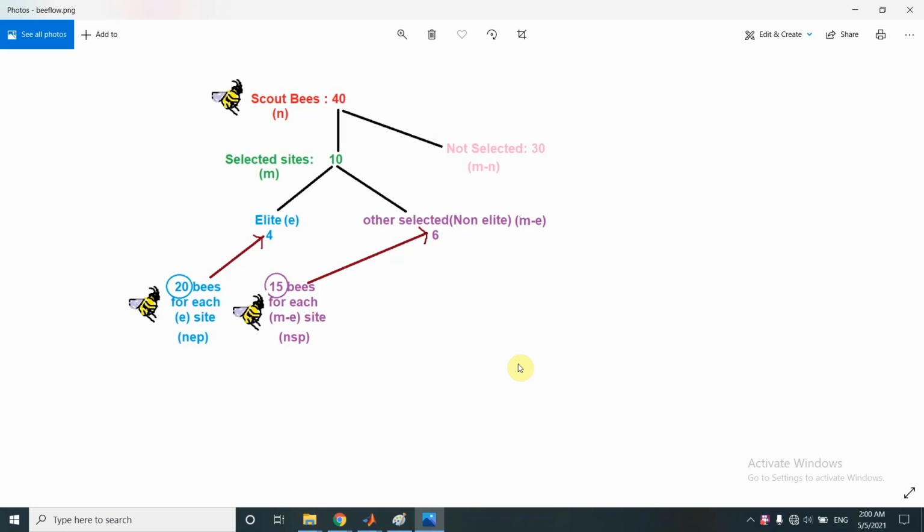So now let's suppose that we have a total of 40 scout bees, and these 40 scout bees will go to 40 different sites in search of food. According to the quality of food found, we then select the 10 best sites, or in terms of our algorithm, we can say that each site represents a potential solution, and we select among these solutions the 10 best solutions according to the cost given by them.